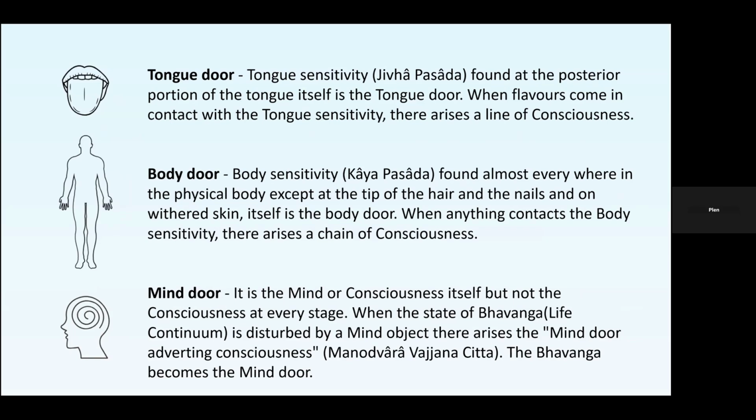Tongue door, tongue sensitivity, jivha pasada, found at the posterior portion of the tongue itself, is the tongue door. When flavors come in contact with the tongue sensitivity, there arises a line of consciousness. Body door, body sensitivity, kaya pasada, found almost everywhere in the physical body, except at the tip of the hair and the nail, and on the skin itself, is the body door. When anything contacts the body sensitivity, there arises a chain of consciousness.